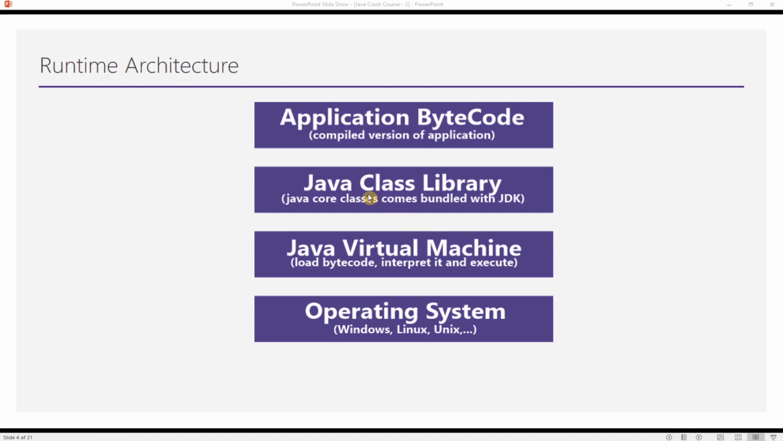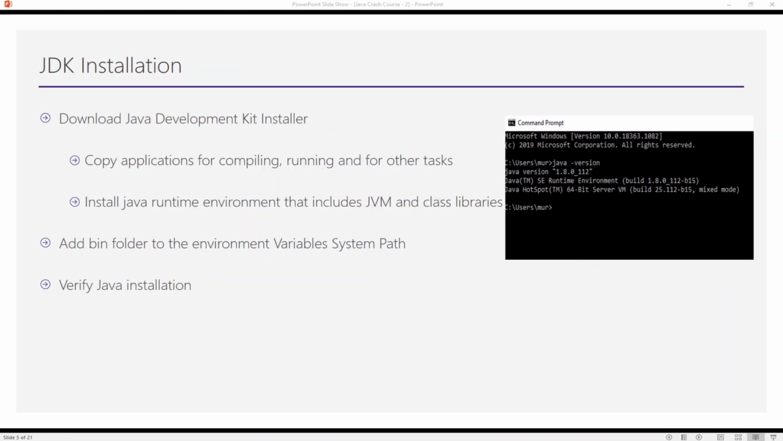Further up in the hierarchy comes a Java class library, and it basically comes bundled with the JDK. More formally, we call it a Java core library, and this library makes the core Java classes available for use in our applications in order to speed up the development process. And finally, we have the compiled version of our application that sits on the very top.